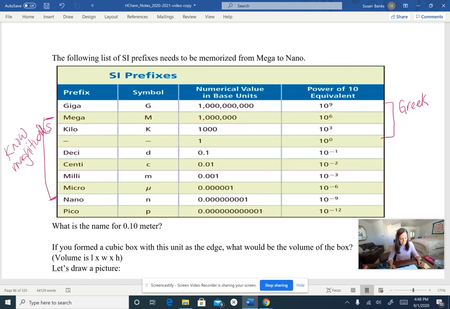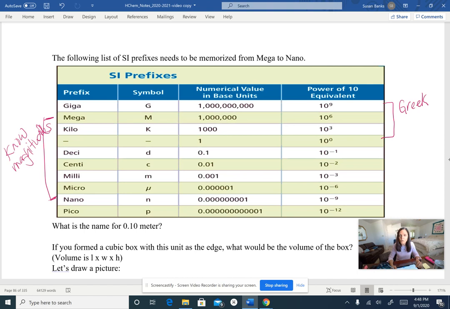So deci is 1/10, or 10 to the negative 1. Centi: a century is 100 years, so centi is 1/100th of whatever we're talking about. So a centimeter is 1/100th of a meter. Milli: a millennium is 1,000, so milli is 1/1000th, or 10 to the negative 3.